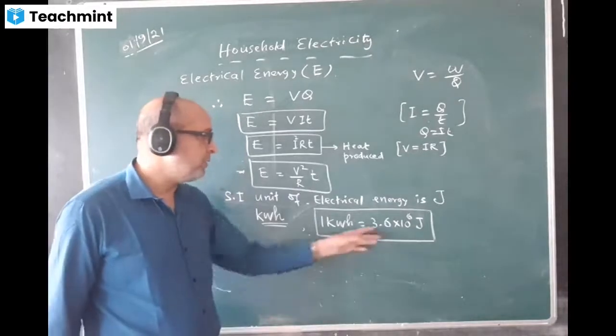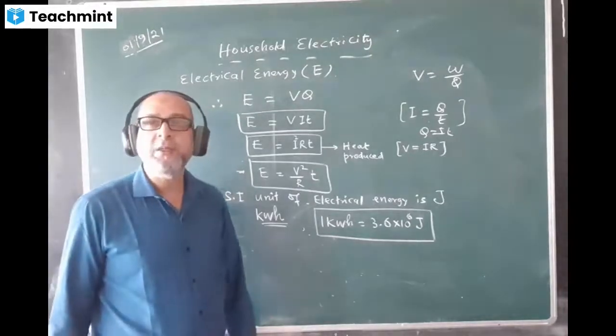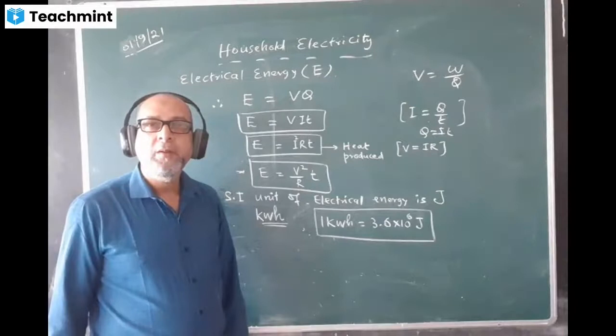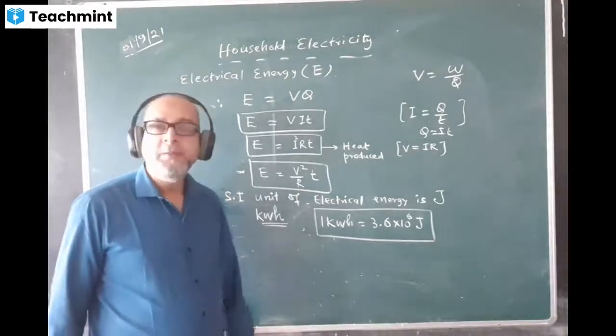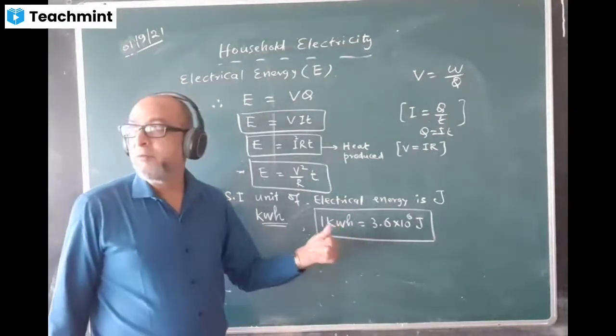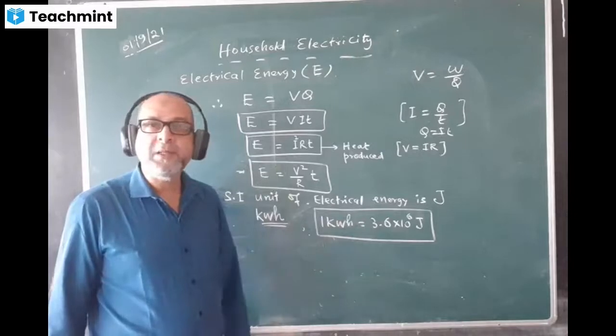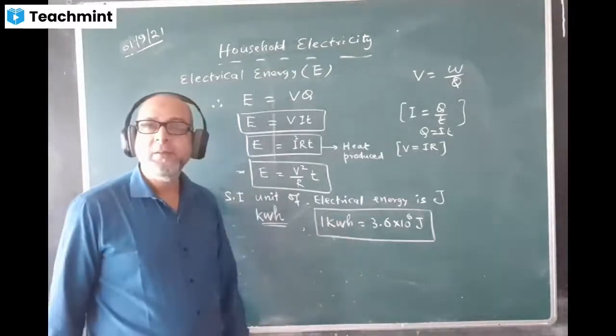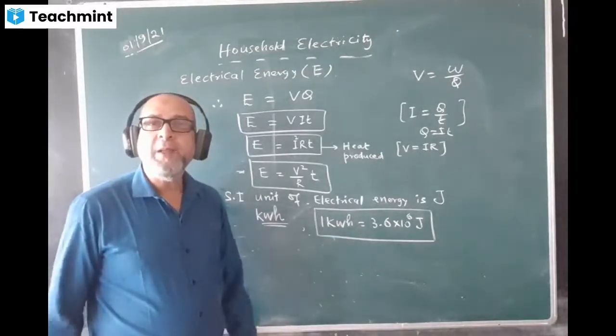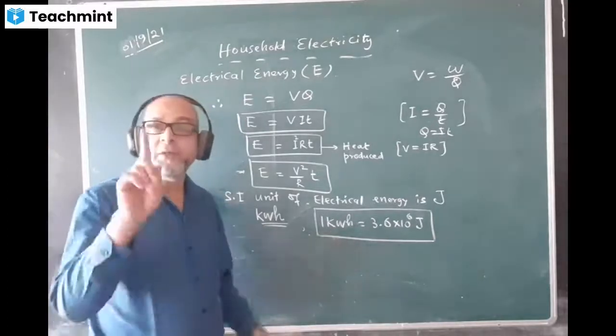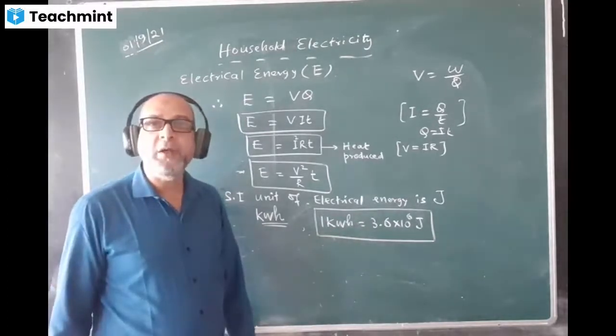1 kilowatt hour is equal to 3.6 into 10 to the power of 6 joules. Okay? You have done this in the chapter on work, power and energy also. One thing to keep in mind, 1 kilowatt hour means 1 unit. 2 kilowatt hour means 2 units.